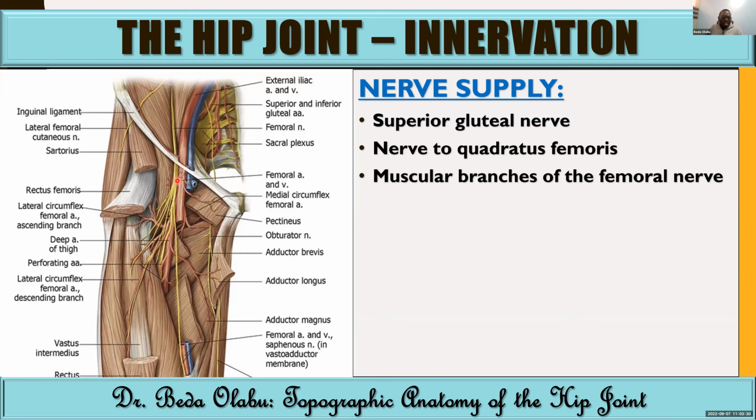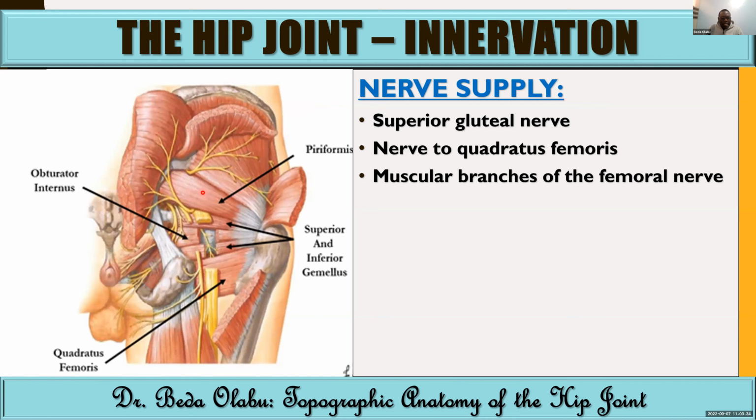But look here, so that's the femoral nerve. Okay, maybe we start here. So this is the piriformis muscle, and that's the superior gluteal nerve. Remember, it comes from the upper part of the greater sciatic foramen. It goes to gluteus minimus, gluteus medius, tensor fasciae latae, and now we add it as a branch to the hip joint.